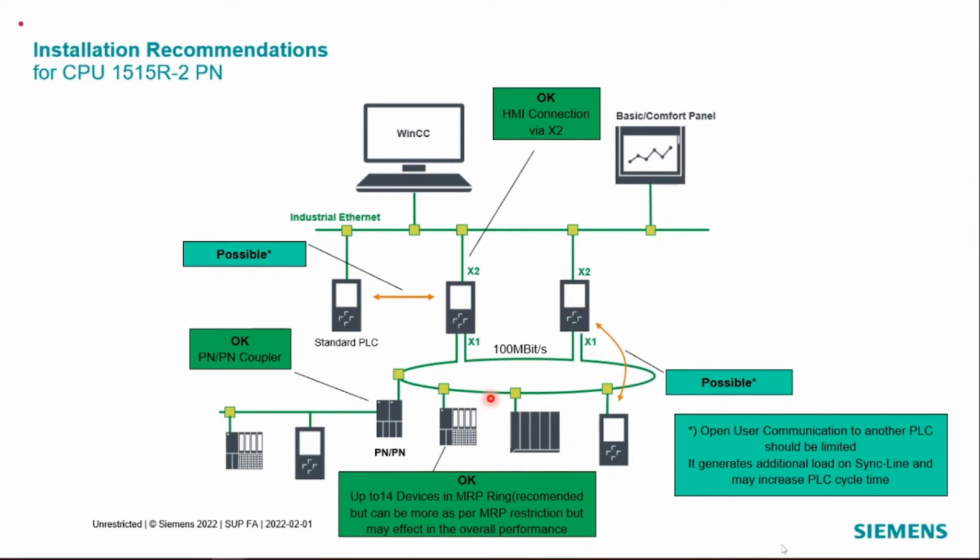So it is not required to connect it in an MRP. You can directly put it on the X2 with a switch, separately connected with NCC and other parts. And the rest of the thing is similar to 1513.